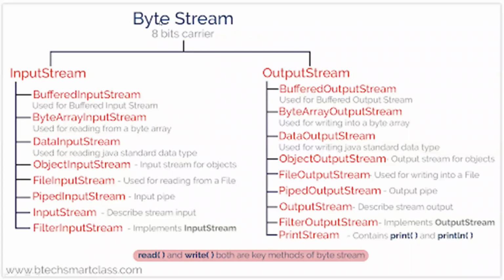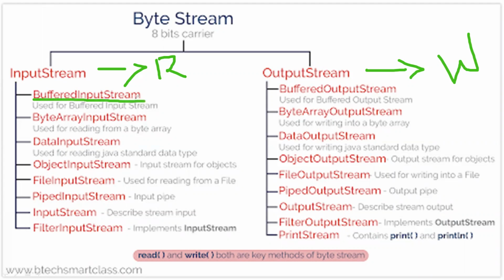You can find here the byte stream, and the byte-oriented classes are divided into input stream and output stream. As I said earlier, these are used to read the data, and these are used to write the data. Buffered input stream is the name of a class. It is a stream, so it is byte-oriented, and it is input, so it is used to read the data. Here we have buffered output stream, array output stream, data output stream, object output stream. You can find output in all the names, so these are used to write the data into the file.